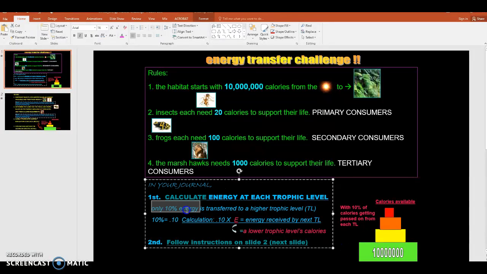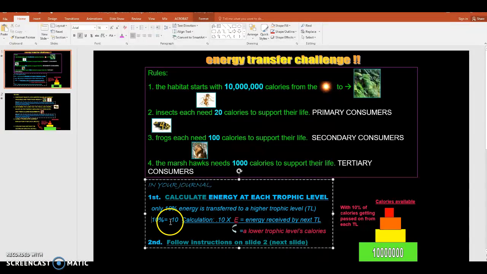It says only 10% of energy is transferred to a higher trophic level. Well, there's 10 million calories here. What's 10% of 10 million? We have to figure that out, and we'll put that up here at this next level, which you should already have figured out what organism would go here. What organism is going to eat the producers, or the plants? To calculate it, what is 10% of 10 million?